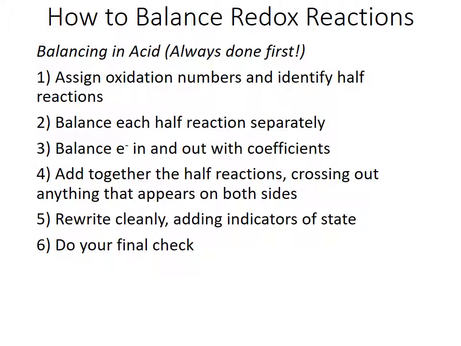So you add together the half reactions and you cross out anything that appears on both sides. Now make sure that, if you've got 4 waters on one side and 2 on the other, that you still leave 2 excess waters on one side. But you just want to make sure that everything that is on both sides cancels out. You then rewrite it cleanly, adding in your indicators of state. If you want a review on how to handle indicators of state, check out the word problem strategies video. And then do your final check.